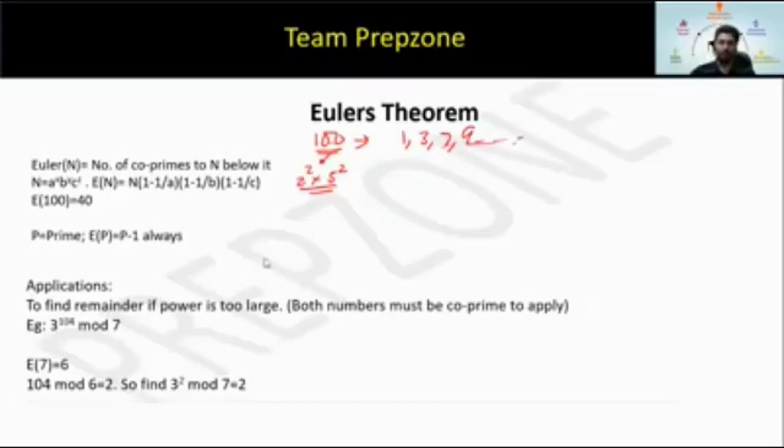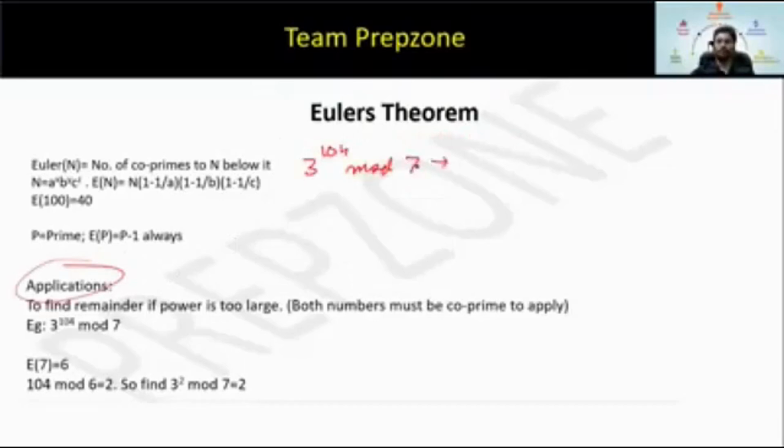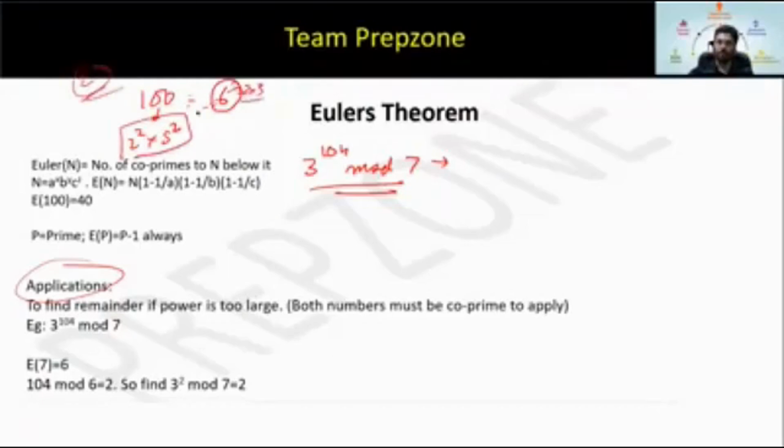Anyways, so how to apply? What is the point of learning this theorem? Which is the application part. So if I am seeking 3 to the power 104 mod 7, what will this be? To apply Euler's theorem, see, in the last example, 100 is 2 square into 5 square. Why is 6 not co-prime to this? What is the common factor between 6 and 100? 2 is common, right? This is 2 into 3. Hence they both won't be co-prime, obviously.